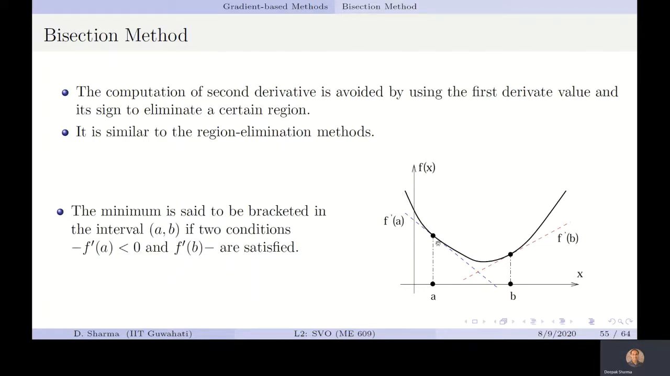In this figure, I have shown you the slope of the function at two points, A and B, along the x-axis, and the derivative is shown in blue and red color. You can see both derivatives have a different sign: one is negative, another is positive. Whenever the curve is like this, where both derivatives are of different nature, we can always be sure that the minima will definitely lie between A and B, which is evident from the shape of this figure.